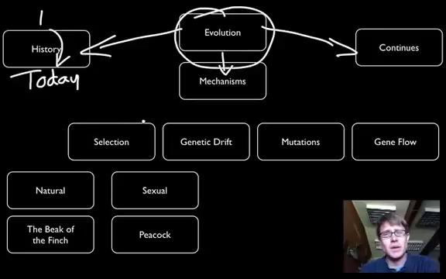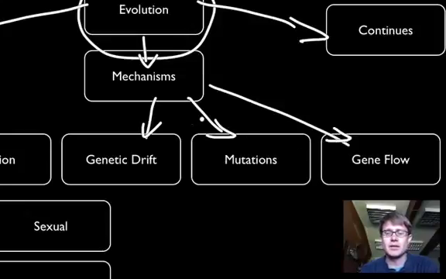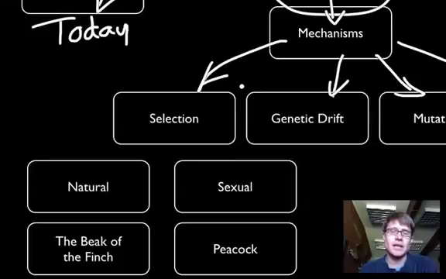What are the mechanisms by which it occurs? Well, we've already talked about a lot of these. Genetic drift, mutations, and we'll talk more about them in the next podcast. But today I want to specifically talk about selection. And if you don't have a good understanding of how natural selection occurs, today you're going to get it.